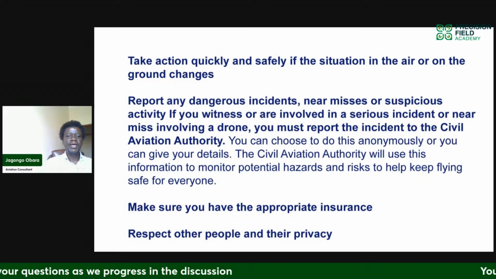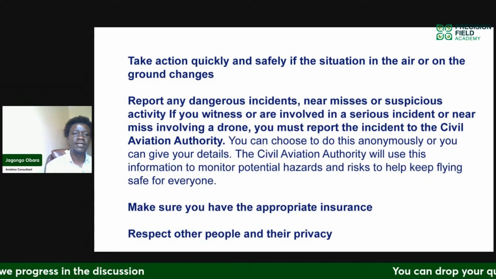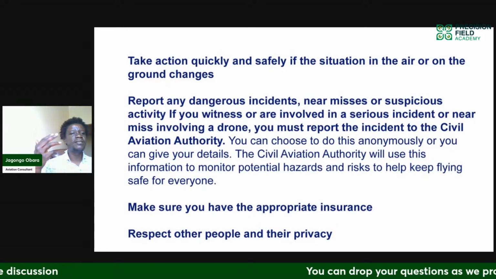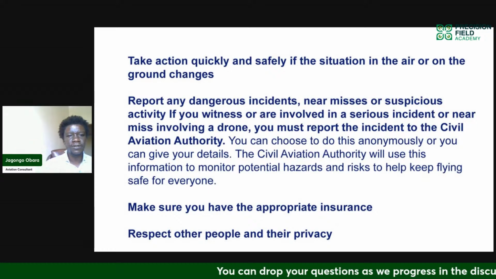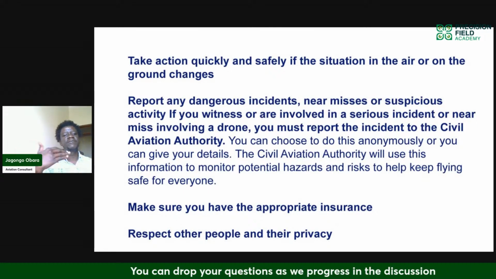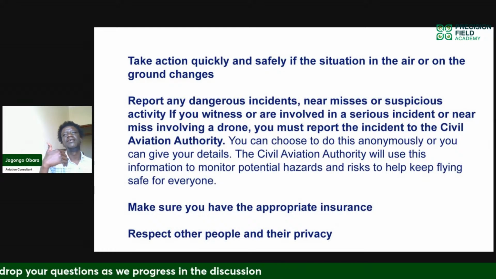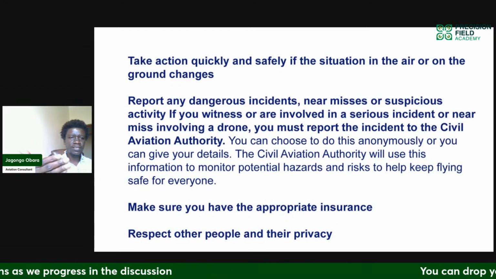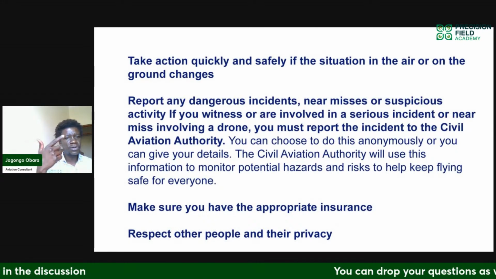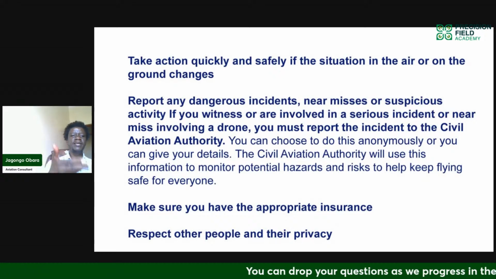And again, make sure that you have appropriate insurance. If the aircraft malfunctions for a certain reason, you do not want to be left as a pilot with no aircraft to fly. You need to be able to have insurance cover so that if your propeller is broken, it can be fixed, replaced.